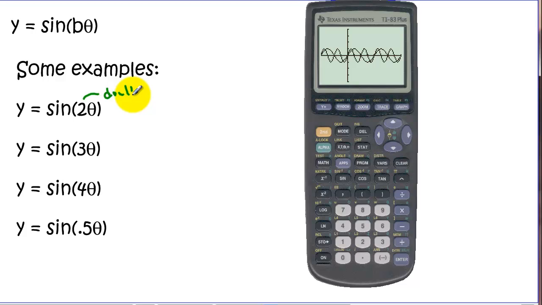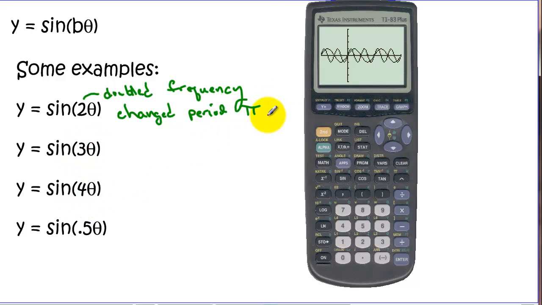So it doubled the frequency, or how many times the pattern repeats. It also changed our period to be pi.